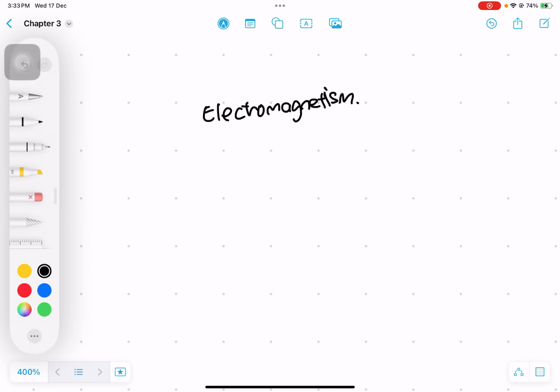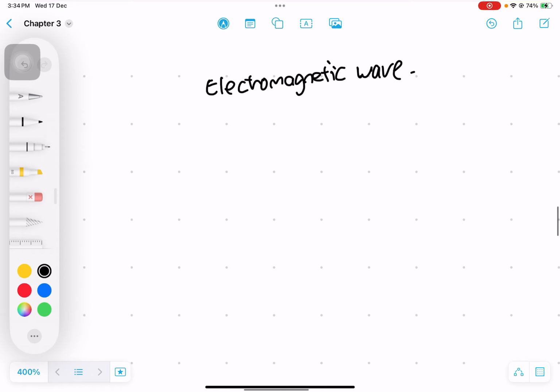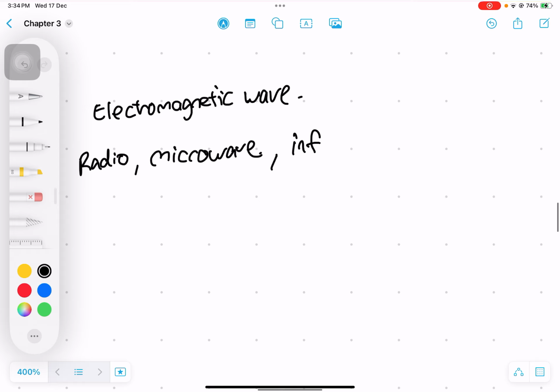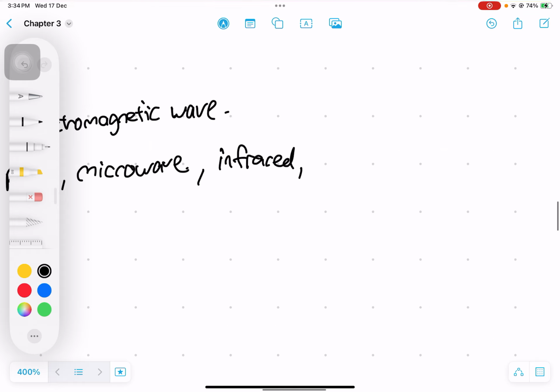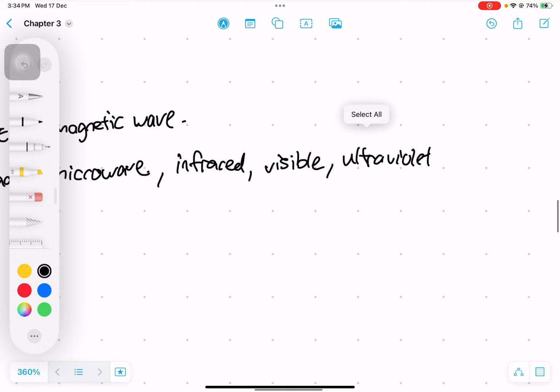So let us continue with chapter 3.3 about electromagnetism, or electromagnetic waves. It's just a short description about it. We start from radio wave, microwave, infrared, visible, ultraviolet, X-ray, and gamma.